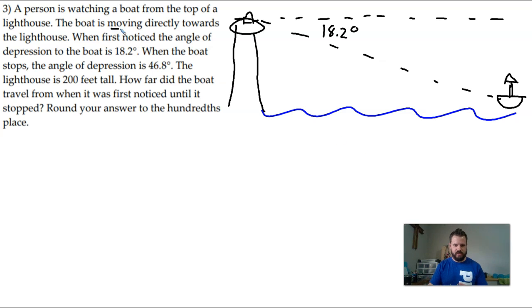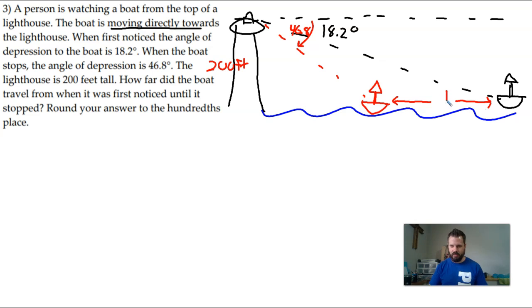so moving directly towards the lighthouse, so meaning the boat's going to start here, we measure the angle, and then as it approaches, this angle is going to change to 46.8 degrees. Based on that info, along with the 200-foot lighthouse, we want to figure out what this distance here is. How far did the boat travel when it was first noticed until it stopped? So what was this distance here? We'll call that D.